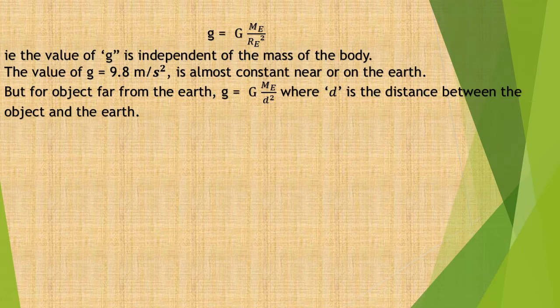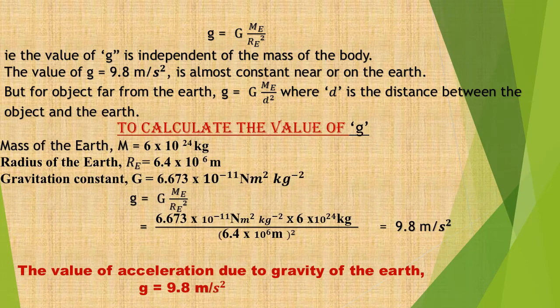The value of g, as we are calculating, is 9.8 meter per second square, and it is constant near or on the earth. But if an object is very far, g is equal to GMe by d square, where d is the distance between the object and the center of the earth. Now children, let us use this formula and calculate the approximate value of g.